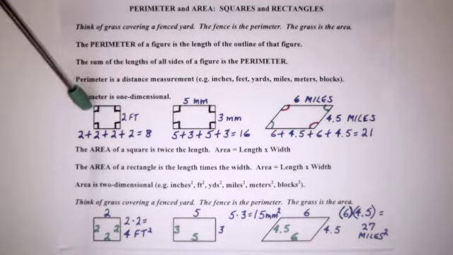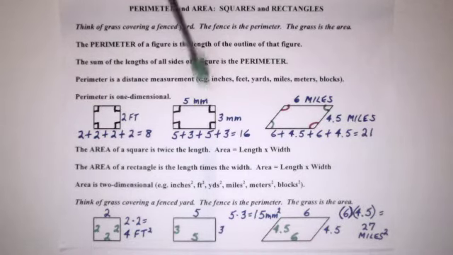A square is just a rectangle in which the length and the width are the same size. A square is a type of parallelogram where the length and the width are the same size, and the angles are all 90 degrees.